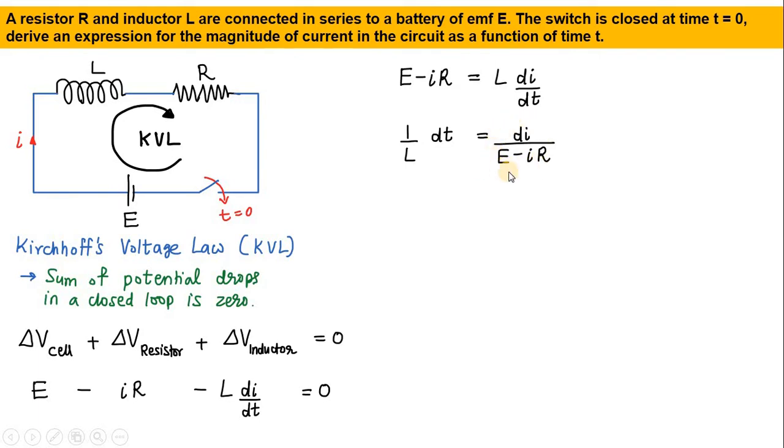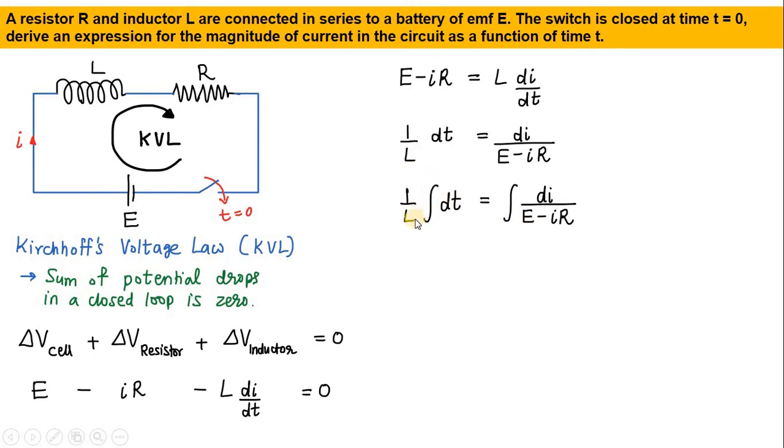All the terms containing the one variable I are on the right side, and all the terms containing time t, the other variable, are on the left side. This L is a constant, so it can be put on any side. Now this differential equation is ready to be solved. Let us now put the integral symbol on both sides.